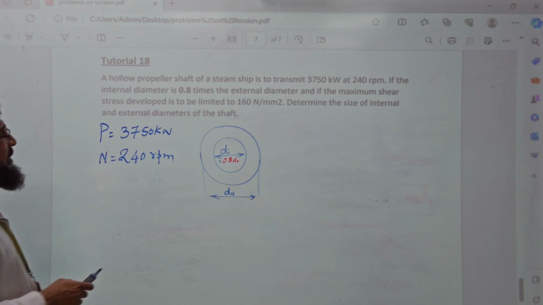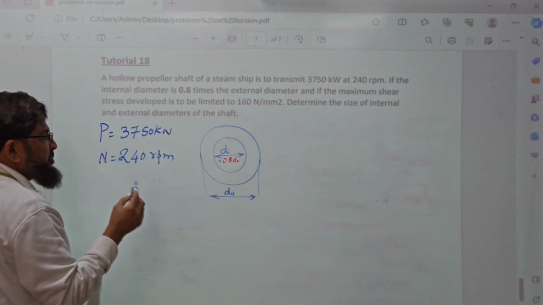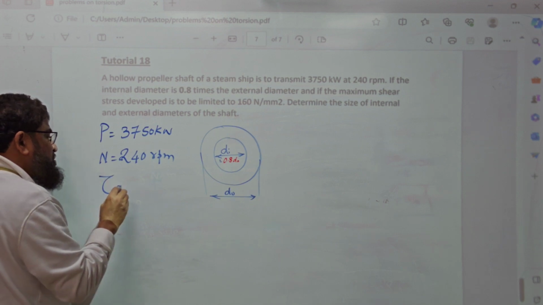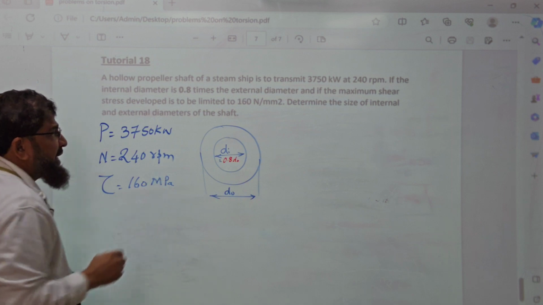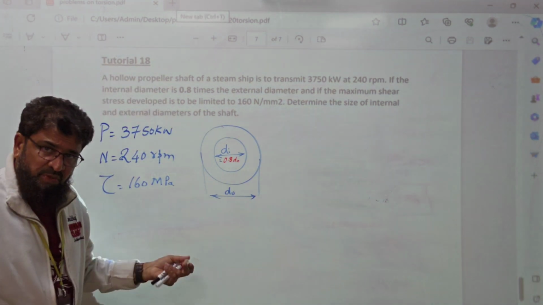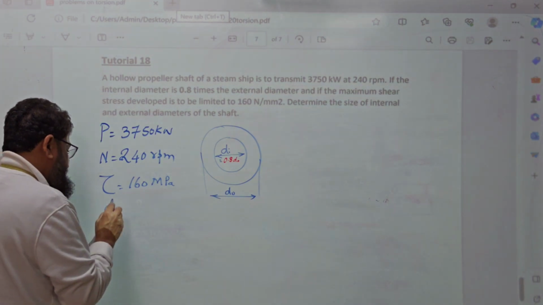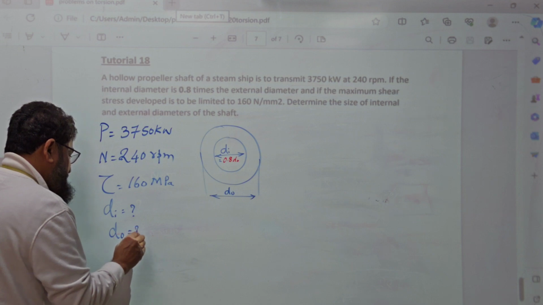And the maximum shear stress developed is to be limited to 160 Newton per millimeter square. He gives me tau is equal to 160 megapascal. Determine the size of the internal and external diameters of the shaft. He wants me to find out Di is equal to question mark, D naught is equal to question mark.